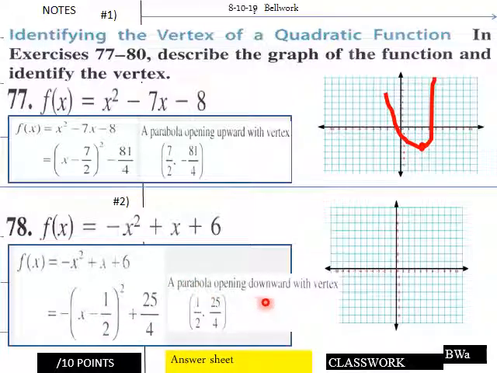So the parabola opens downward with vertex at 1/2, because it's the negative h. So it'd be 1/2 and 25 over 4. So when x equals 1/2, y equals 25 over 4, which would be up here somewhere. It would be your vertex, and then your parabola approximately goes like that. So that's what you should come up with there. Describe it. Well, you could describe it by graphing it, and this is a description here, so that would work as well.